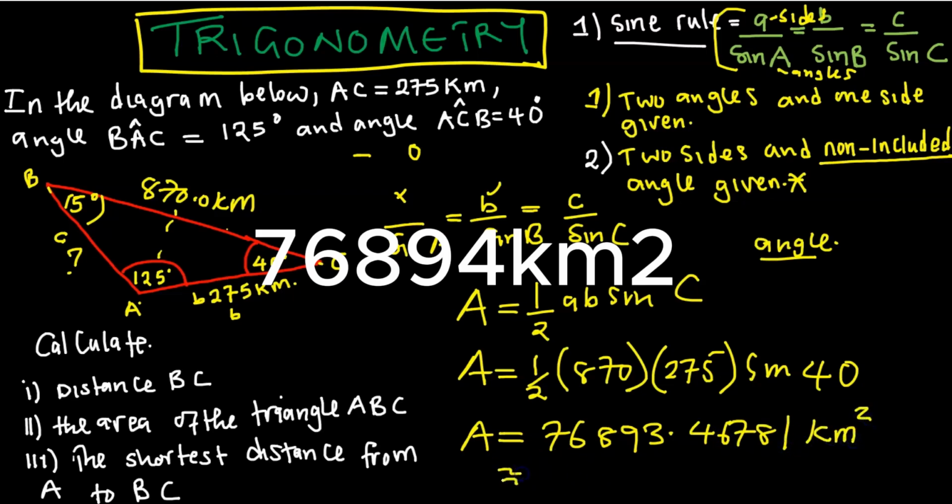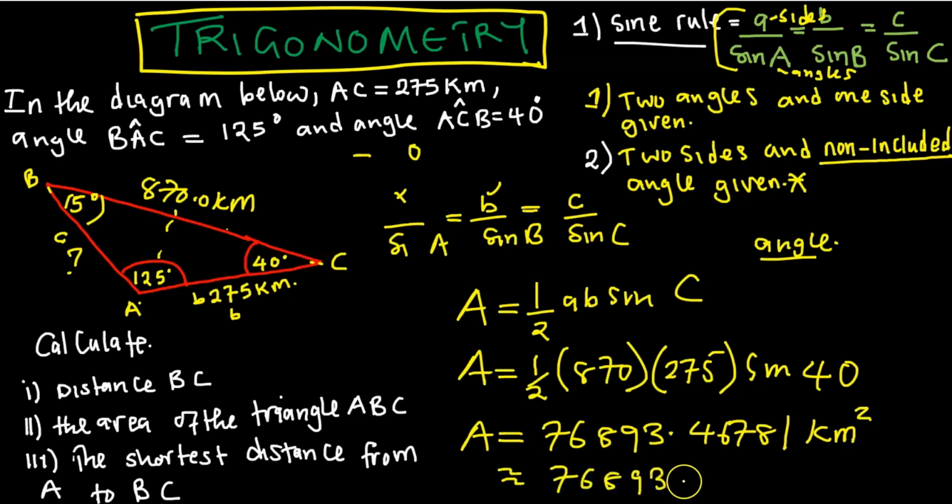This one is going to be 76,893.0 kilometer square. So this is the area of the triangle ABC. So this is how we find it. You should know this one.